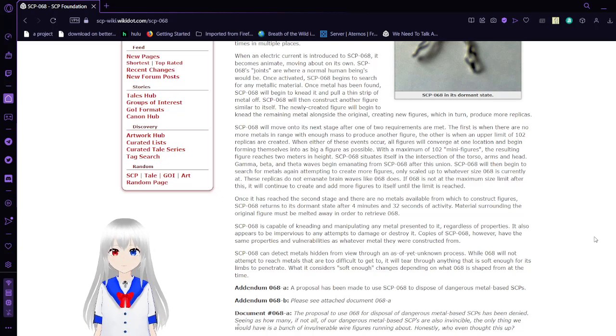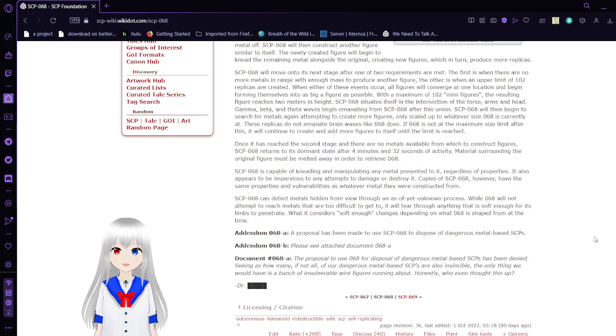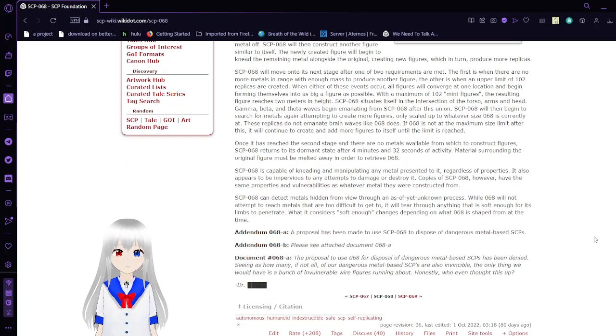The newly created figure will begin to knead the remaining metal alongside the original, creating new figures, which in turn produce more replicas. SCP-68 will move on to its next stage after one of two requirements are met. The first is when there are no more metals in range with enough mass to produce another figure. The other is when an upper limit of 102 replicas are created.